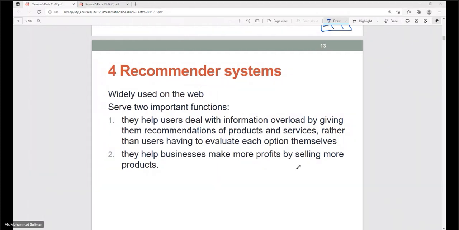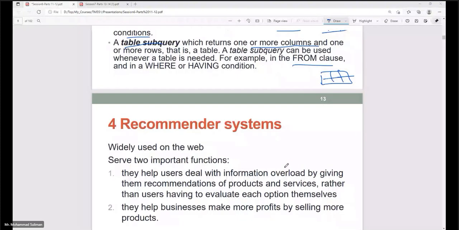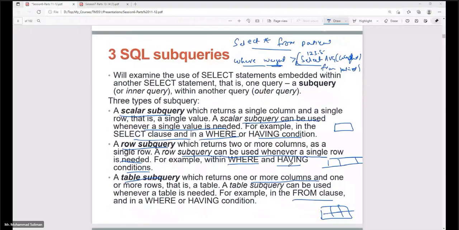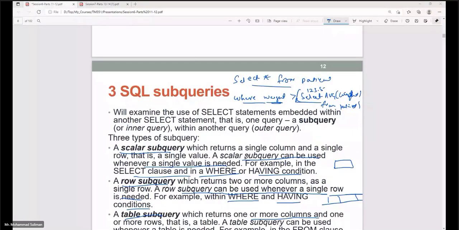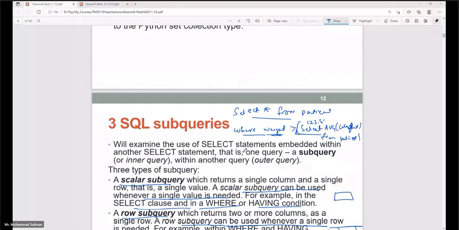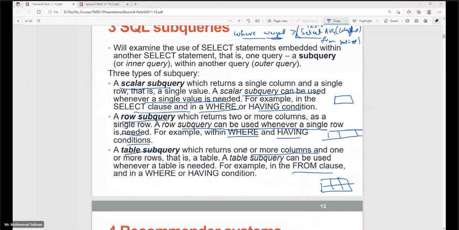Part 11. So last week we talked about nested or sub-queries. We covered the scalar sub-query, the row sub-query, and the tabular sub-query, and before that some SQL set operations, which are union, intersection, and difference. We taught this when we discussed the exercise 11.1. After this topic we have a recommender system.